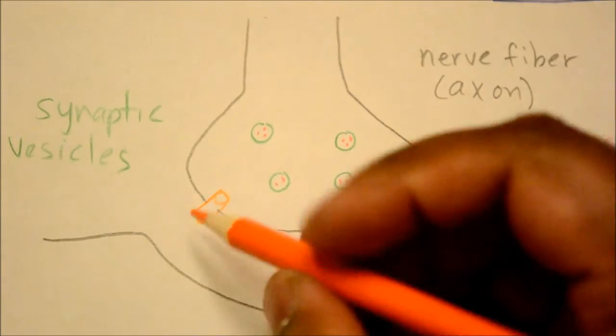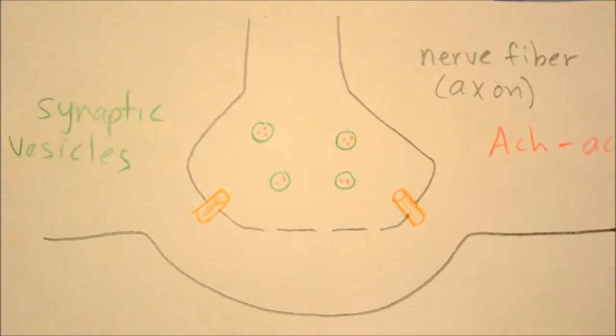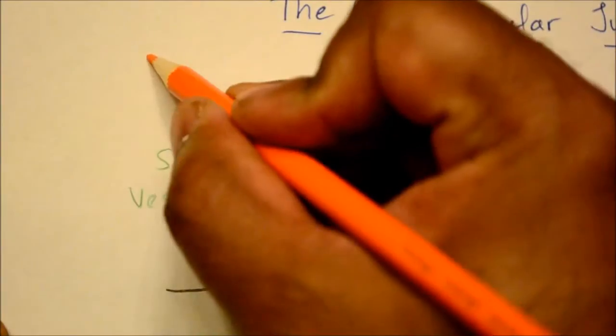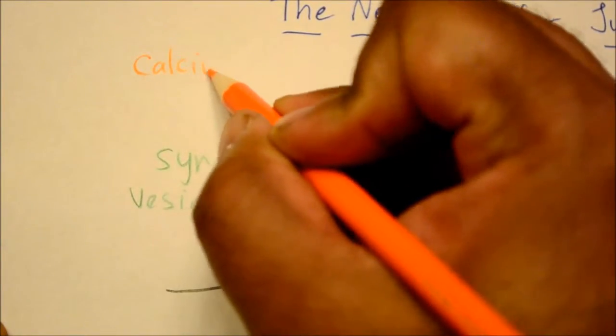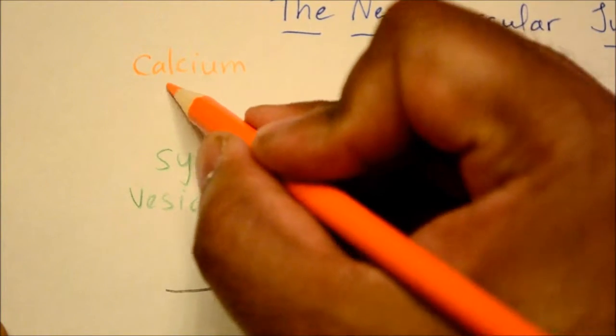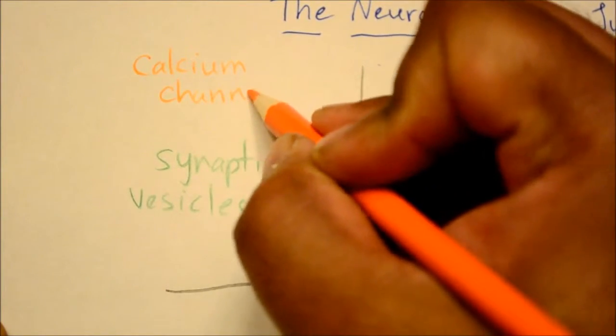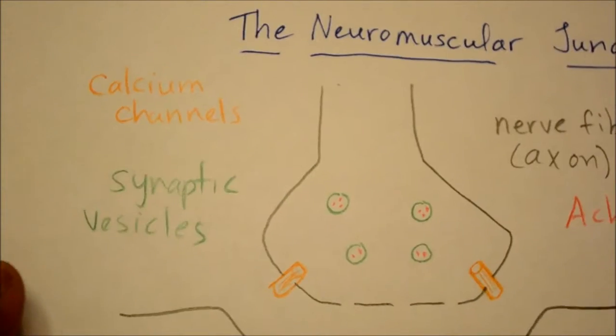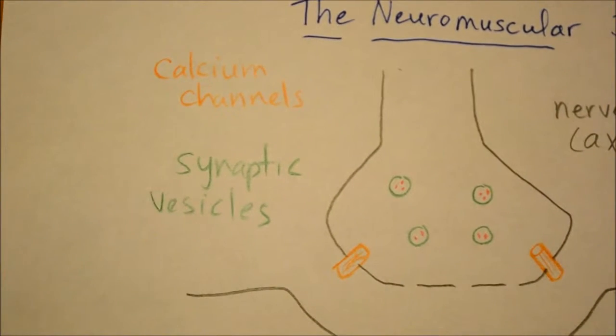Now you can also see here these little orange structures. These are channels, ion channels. If you remember from chemistry, an ion is a charged particle. And these are calcium ion channels. They allow calcium to come through.